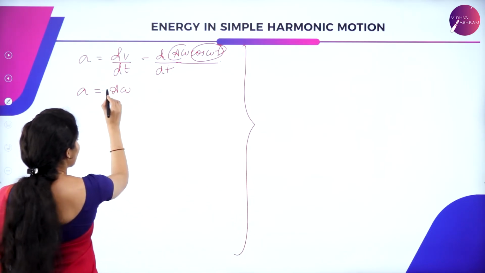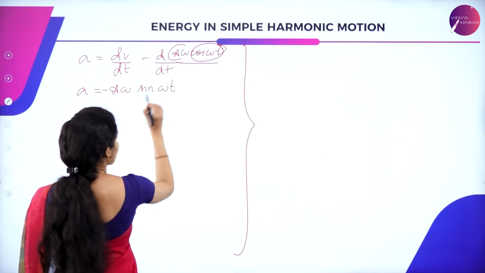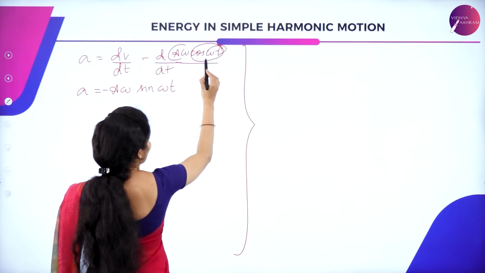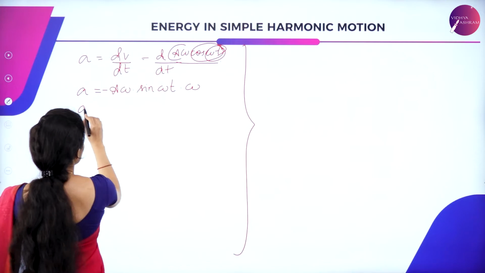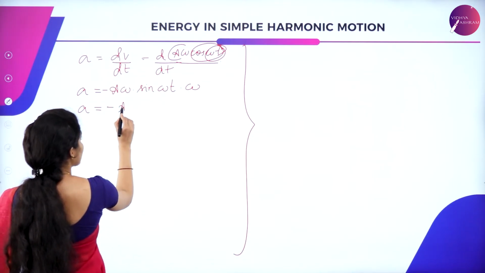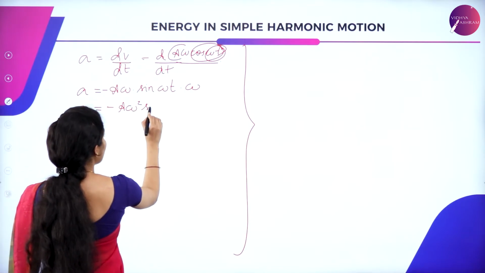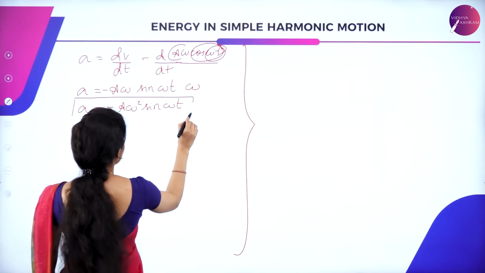So it is minus over here into sine, in the place of theta we have omega t, and differentiating only this, that is omega t, we have omega with us. So what remains? Small a is equal to minus capital A omega square sine omega t. So that will be the acceleration.